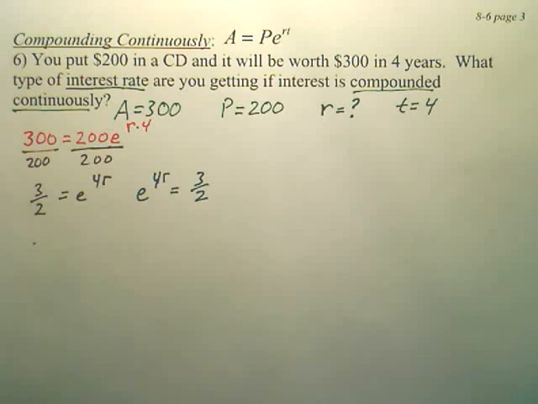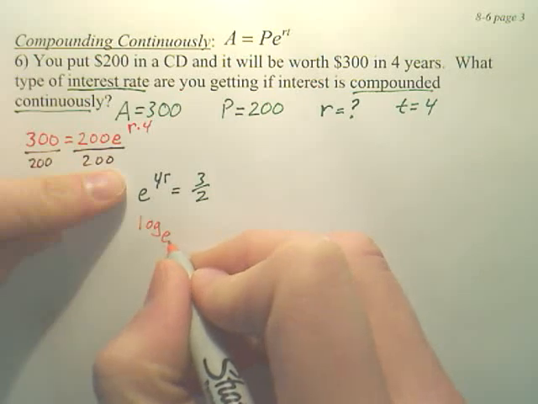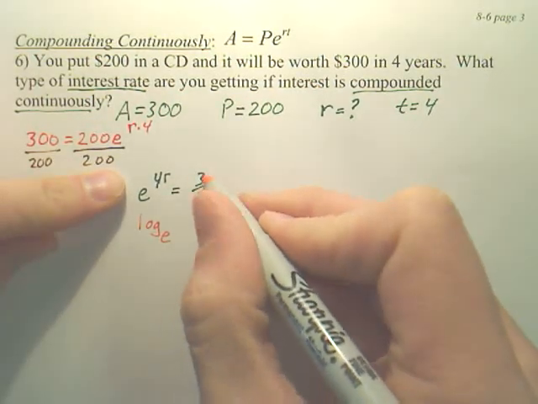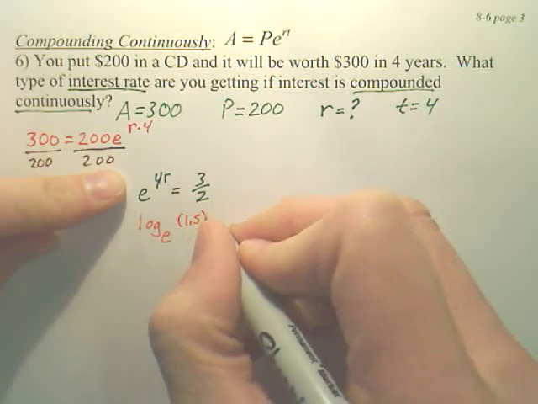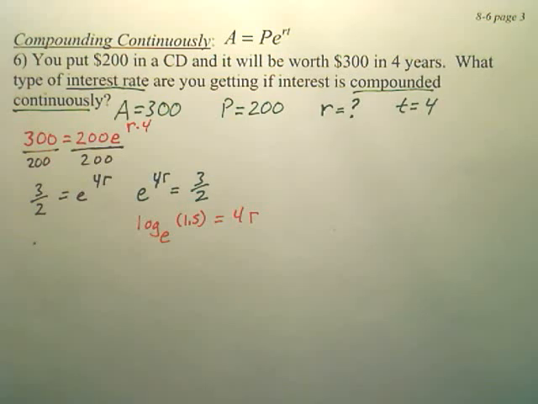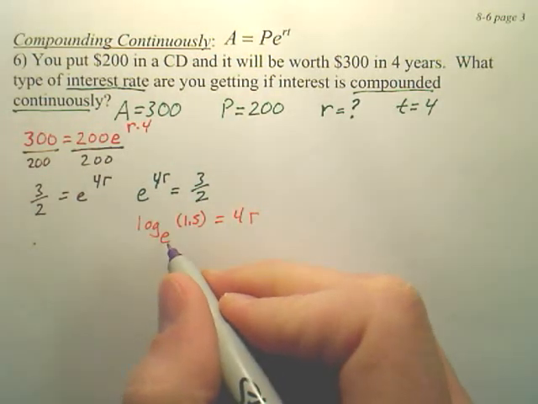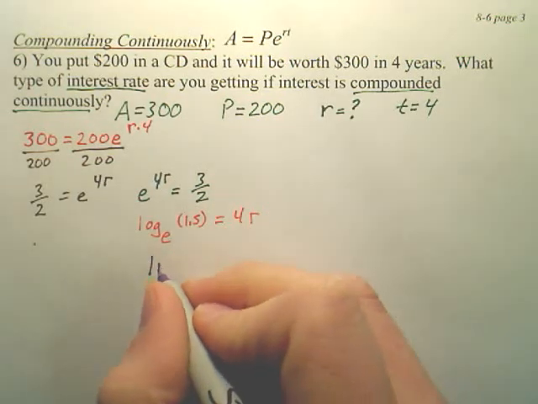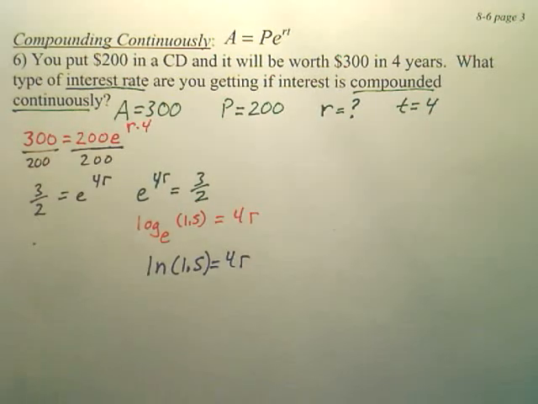Now, if I want to change this to a log, what I'm going to do is write the word log in front of it, keep the E. Now, what's 3 over 2 as a decimal? I'm going to make that 1.5 equals 4R. I just changed that in my mind to a decimal. Now, what's log E? Isn't that ln? That's ln 1.5 equals 4R.